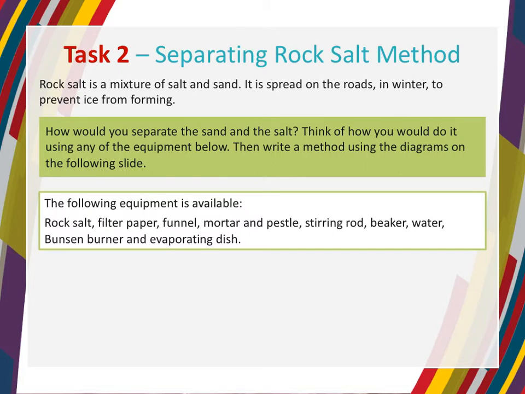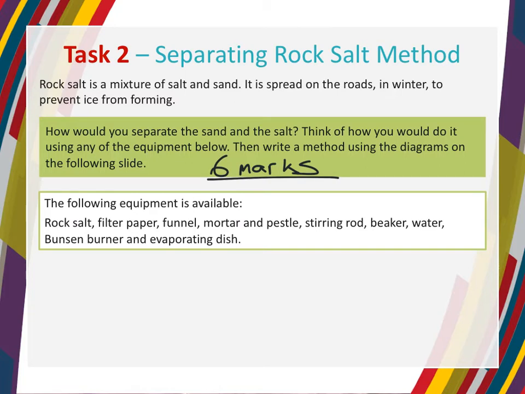So the following slide has got 6 diagrams on it. I've said this before, a method is quite often 6 marks. Okay, so it would be worth getting as much detail in as you can and using the equipment. So you've got rock salt, filter paper, a funnel, a mortar and a pestle, or is it a pestle and a mortar? Who knows? Stirring rod, a beaker, water, the Bunsen burner, and an evaporating dish.